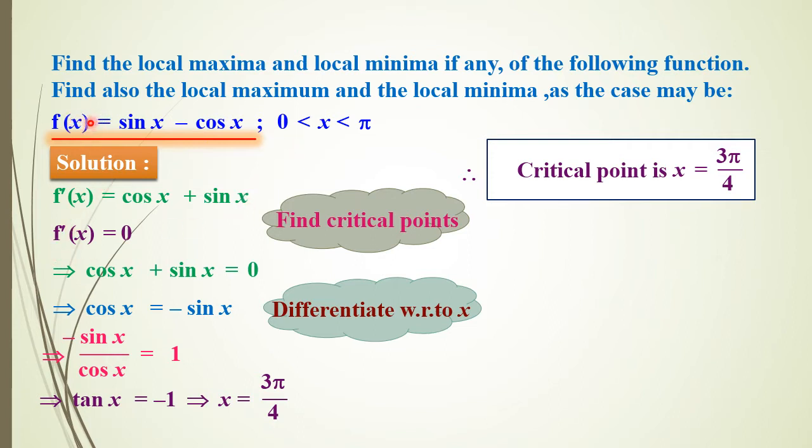See, find out the first derivative of the given function. So f of x differentiation is f dash of x. Sine differentiation is cos. Cos differentiation is minus sine. Minus and minus are plus sine. It is therefore cos x plus sin x.